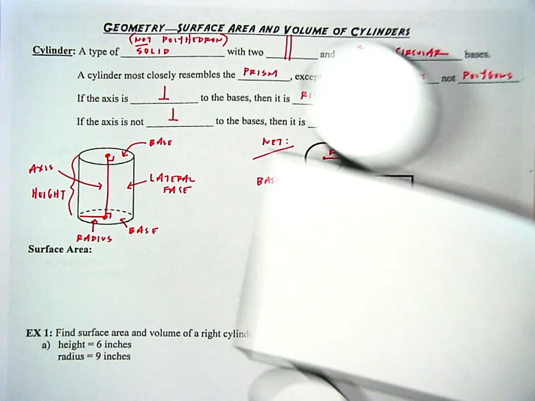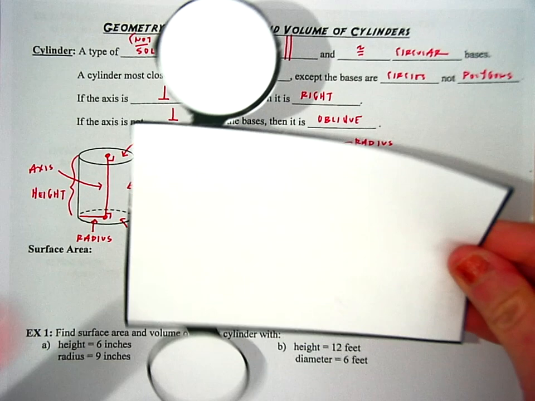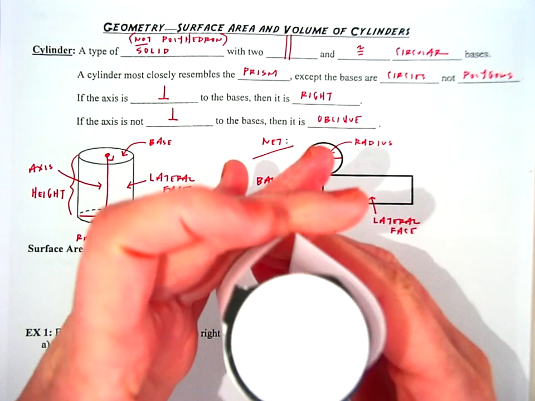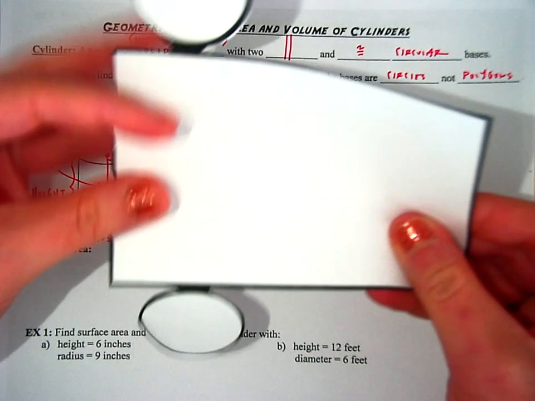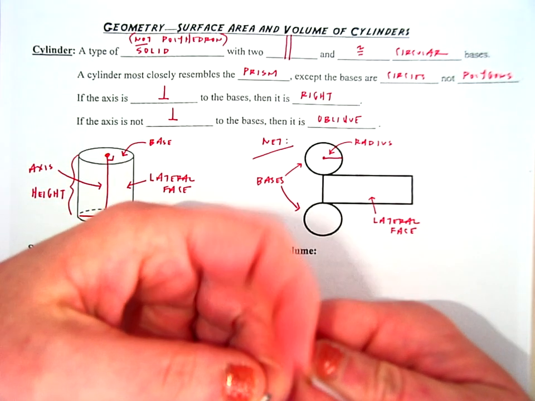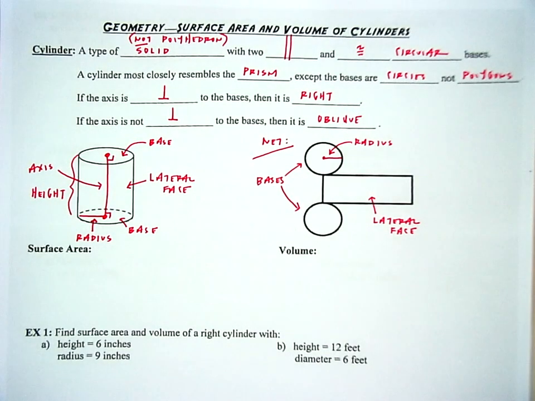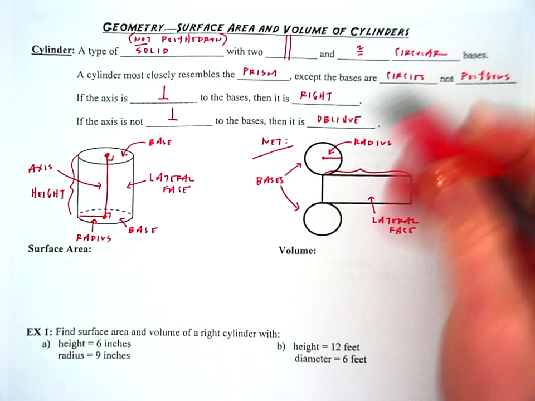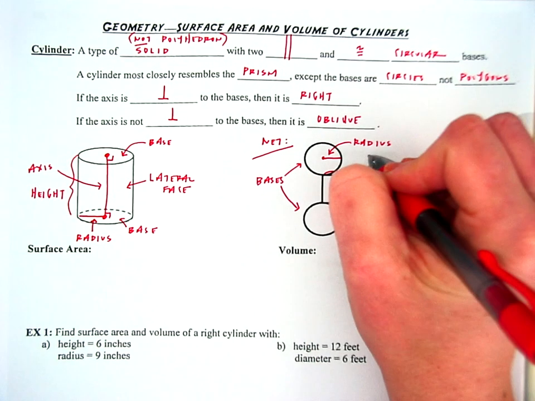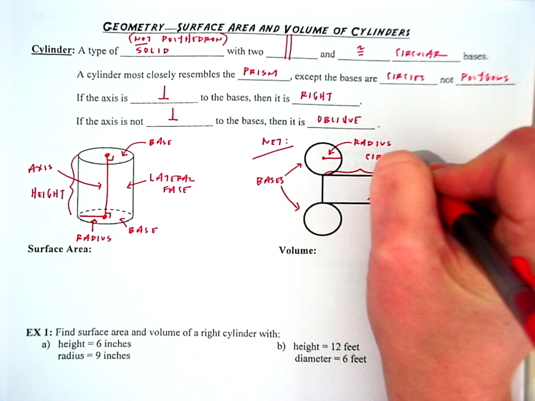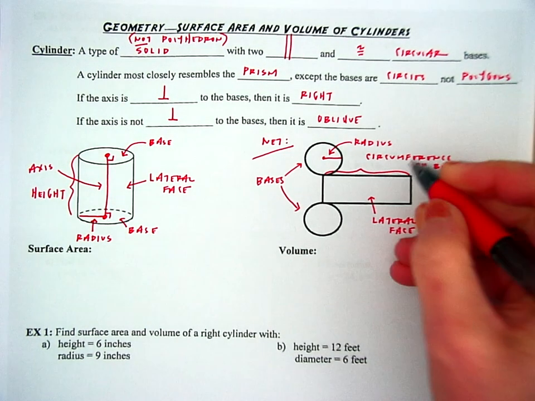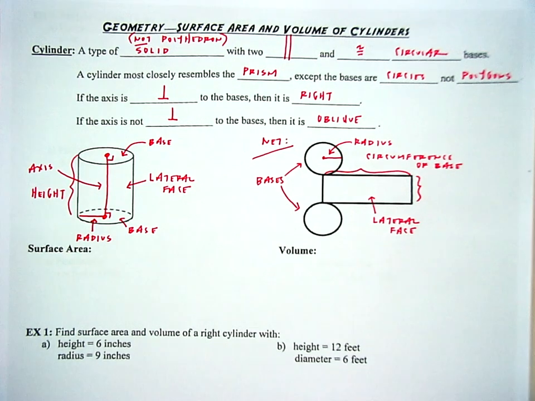So if I show you with my model here, here is my net. If I picture my top and bottom bases as flaps that fold in like that, then I can see how this curved lateral face wraps around that base right here. I can picture it like, if I'm looking at a can of soup, my lateral face right here is like the label of the soup can. It has to wrap around the base just like so. So this part from here to here is going to wrap around the base like that. So this part has to be the circumference of the base of the circle. And then this perpendicular segment that connects the top base to the bottom base, that is the height.